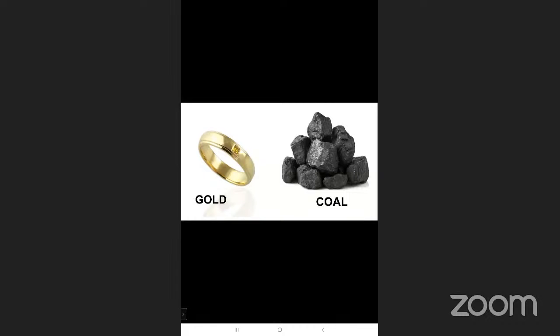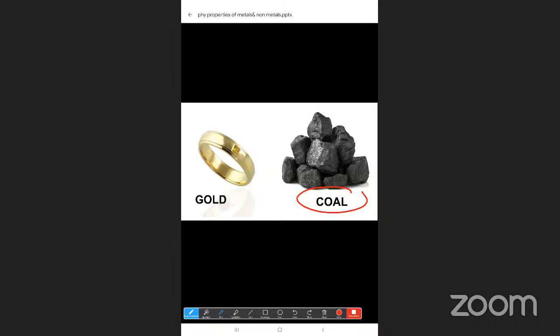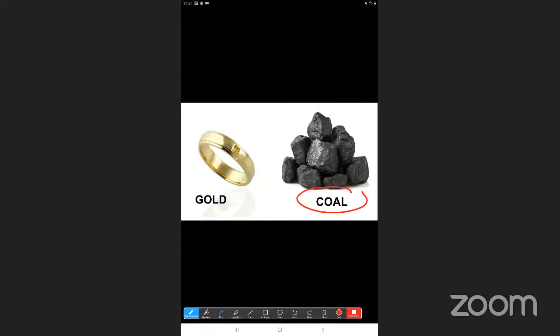We can generally associate the physical properties with the most common metal, that is gold. We already completed this, but I want to revise this topic once again here. We know this coal, or carbon, is one of the metalloids, but it shows properties similar to the non-metal.